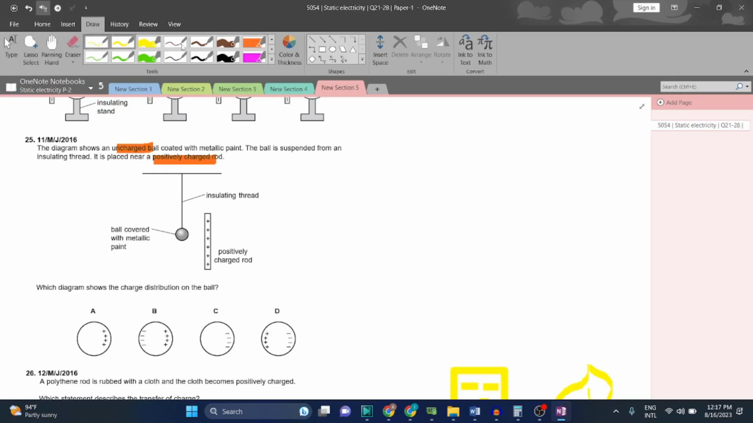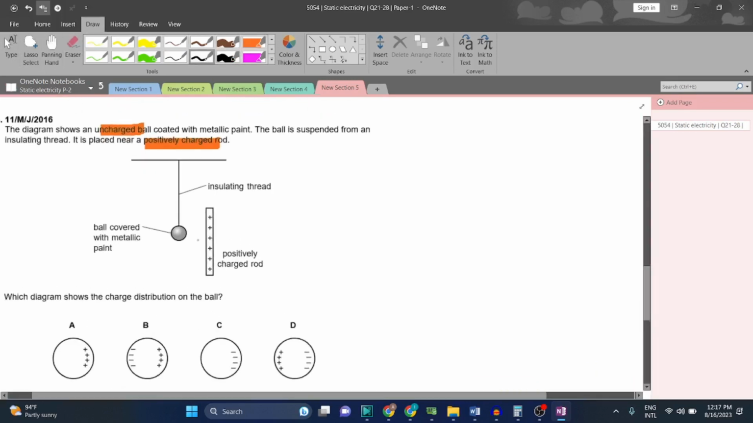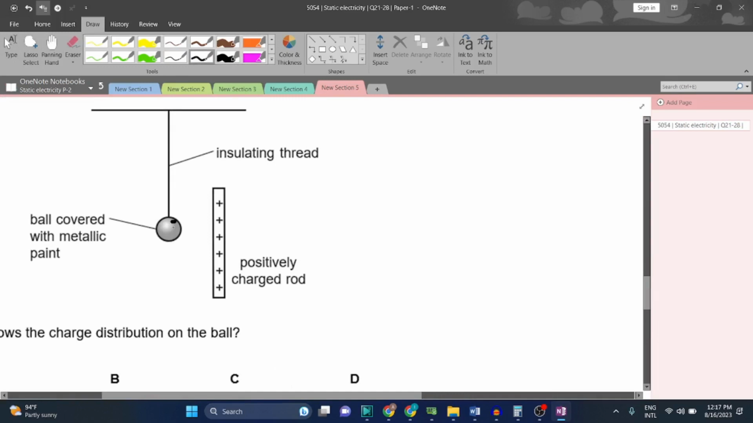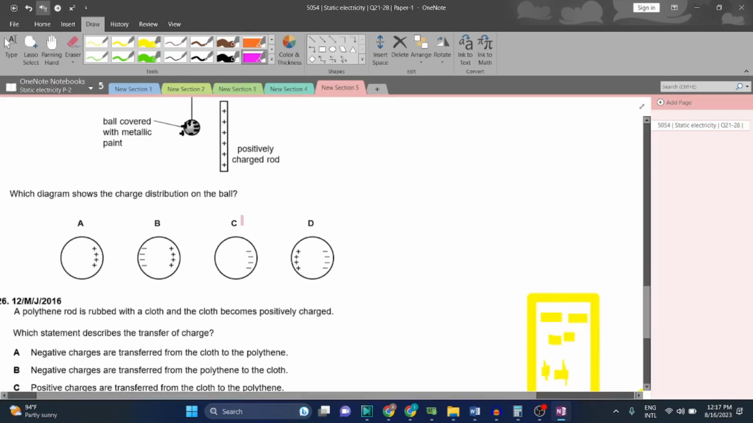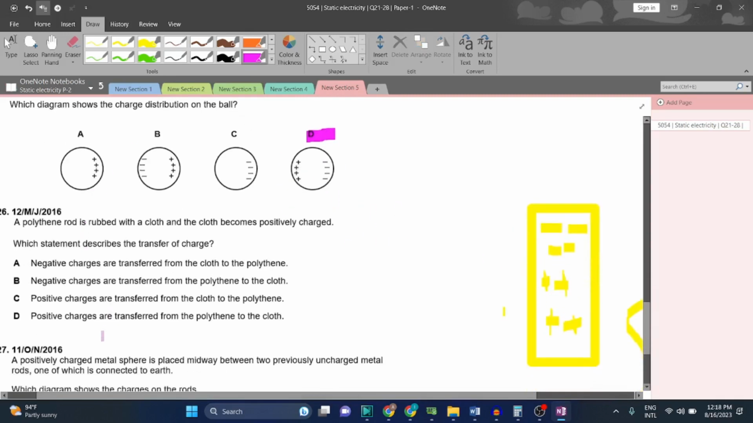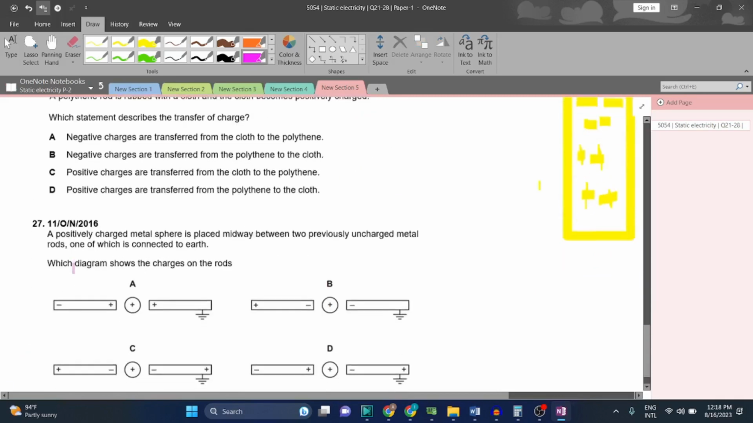So what will happen is the negative particles will come closer to the positive rod, while the positive charges, which are the like charges, will repel, right? So that is what will happen. Let's check what the answer is. Answer: the negative particles come closer and the positive ones repel.